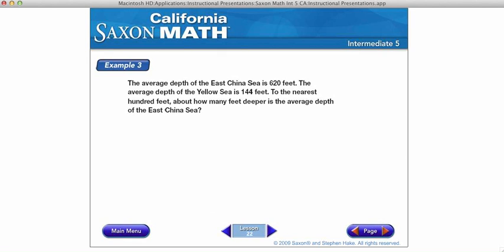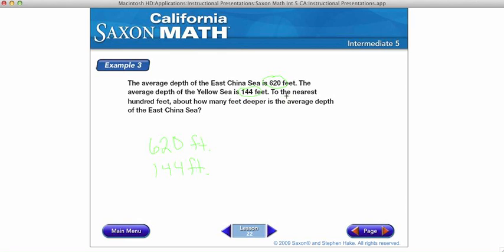The average depth of the East China Sea is 620 feet. The average depth of the Yellow Sea is 144 feet. To the nearest 100 feet, about how many feet deeper is the average depth from the East China Sea? Okay, so first we have to identify our depths, 620 feet and 144 feet. And of course I'm going to put my units.